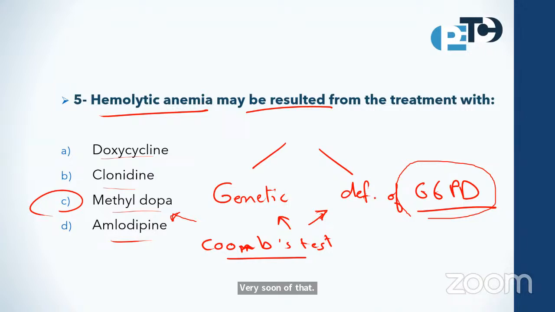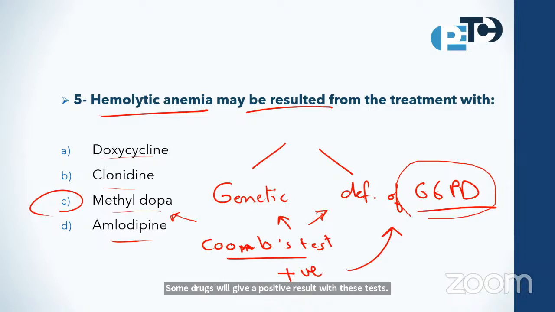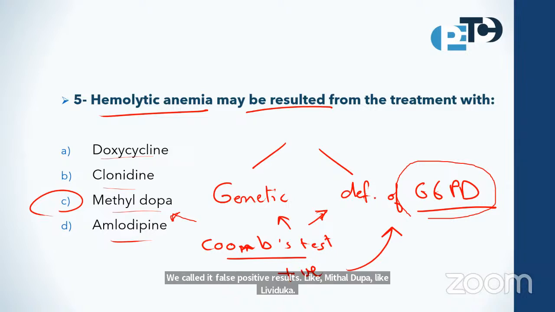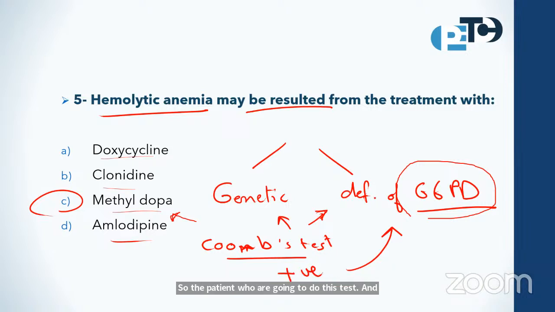So this test, the Coombs test, is done to differentiate between both. The positive result means it is a deficiency of glucose 6-phosphate dehydrogenase enzyme. Some drugs will give a positive result with this test. We call it a false positive result, like methyldopa, like levodopa. Okay, so for the patients who are going to do this test and are taking methyldopa as a medication, the false result will appear in their results.